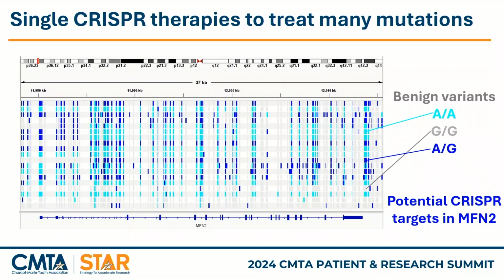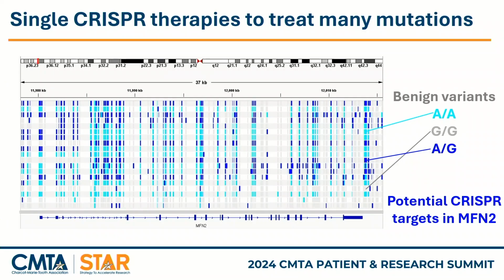This is a very busy slide, but just to orient you quickly, all these little colored tick marks are indications of where in the genome there are differences. Each of these rows of tick marks is an individual patient's genome. In this case, we're looking at the gene MFN2 and asking the question, where are there differences in the genome that we could potentially target with CRISPR?